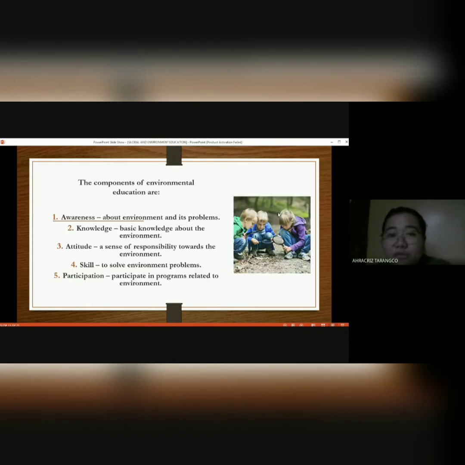So, the components of environmental education are, first, awareness. Awareness is about the environment and its problems. Knowledge is basic knowledge about the environment. Attitude is a sense of responsibility towards the environment. The fourth one is skill, to solve environmental problems. Five is participation: participate in programs related to the environment.